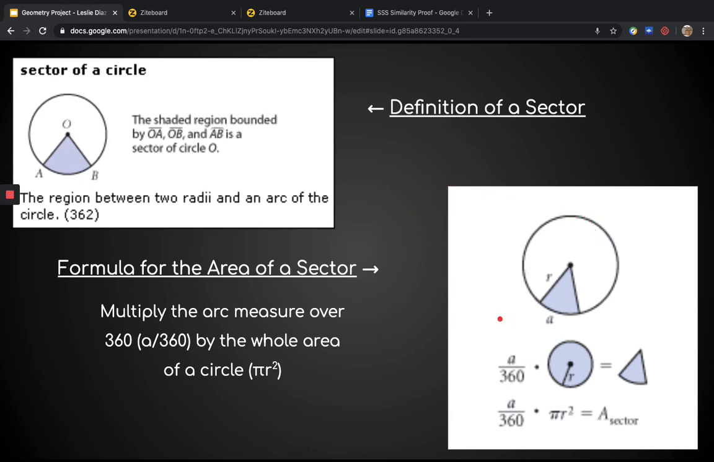Then the formula to find the area of a sector is as depicted here. You would take the arc measure, whatever this angle may be, divided by 360, or divided by the whole circle. And then you would multiply it by the area of the circle, which we know is pi r squared, and you would get the area of a sector.